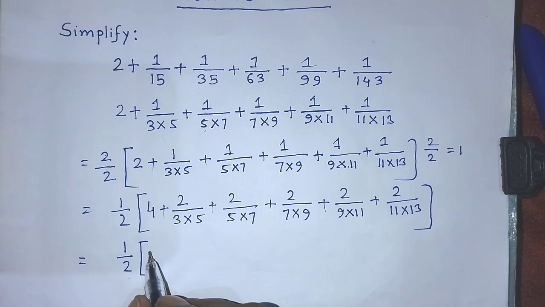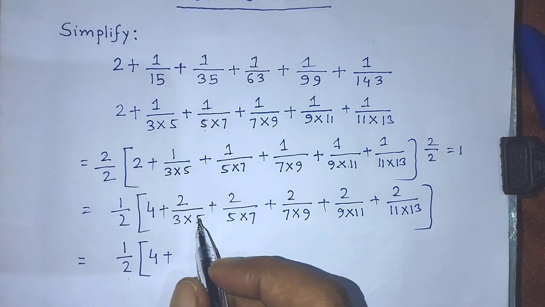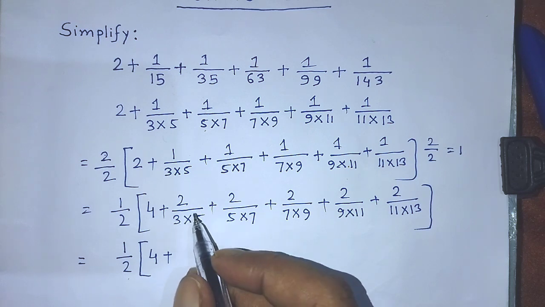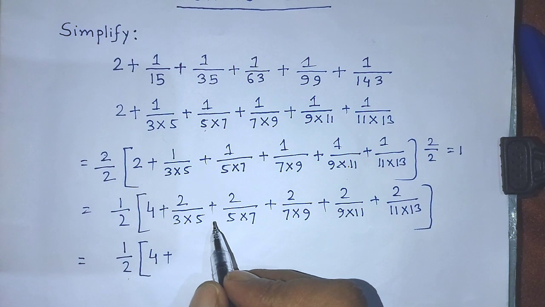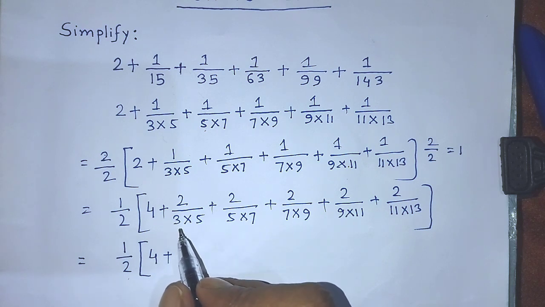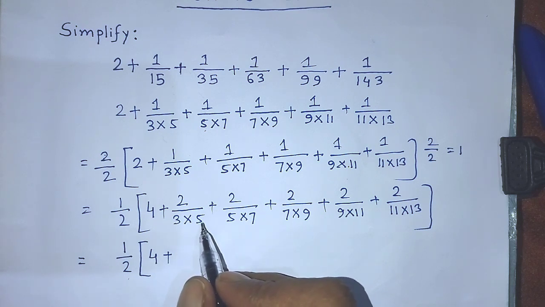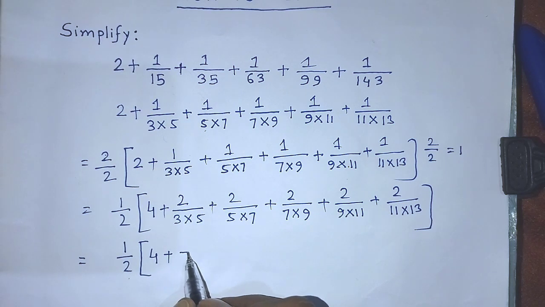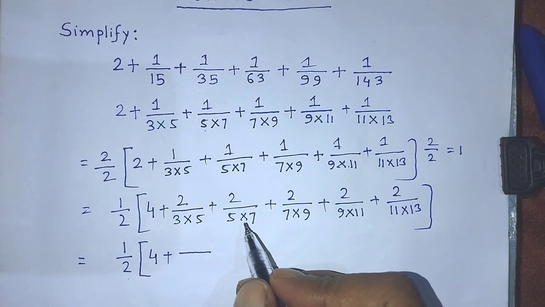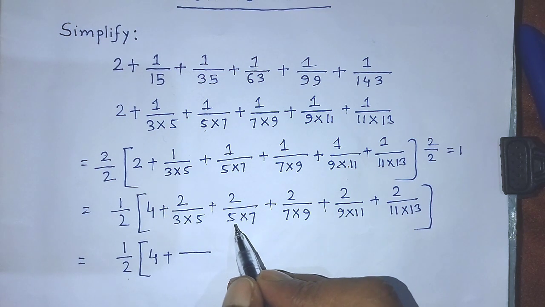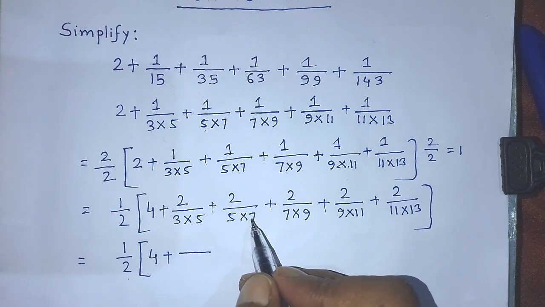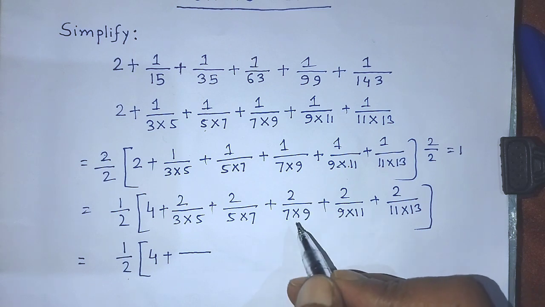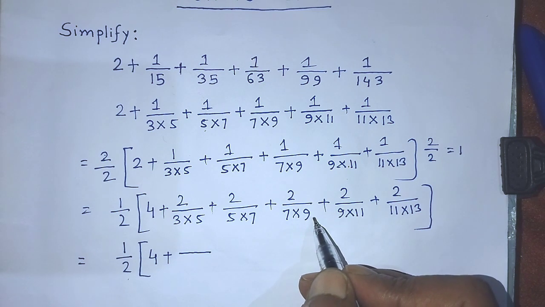So student, now we can write 1 over 2, third bracket, and inside this third bracket we write 4 plus, so student, in the second term in the place of the denominator here is 3 into 5. If you subtract 3 from 5, then you get 2. And in the third term, in the place of the denominator here is 5 into 7. If you subtract 5 from 7, then you get 2. In the fourth term here is 7 into 9. If you subtract 7 from 9, then you get 2.